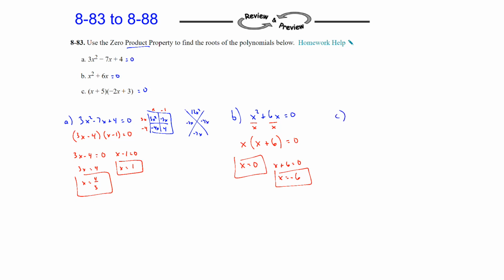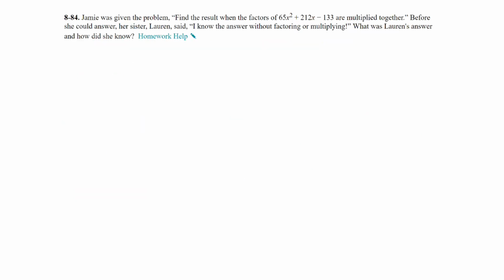And then part C. Now part C is already done for us, so all we need to do is set each of these factors equal to 0. So x plus 5 is equal to 0, and negative 2x plus 3 is equal to 0. x is equal to negative 5. Subtract the 3, divide by negative 2. And when you divide by a negative 2, it is a negative divided by a negative, so that's a positive. So we have x equals negative 5 and x equals 1.5 or 3/2.